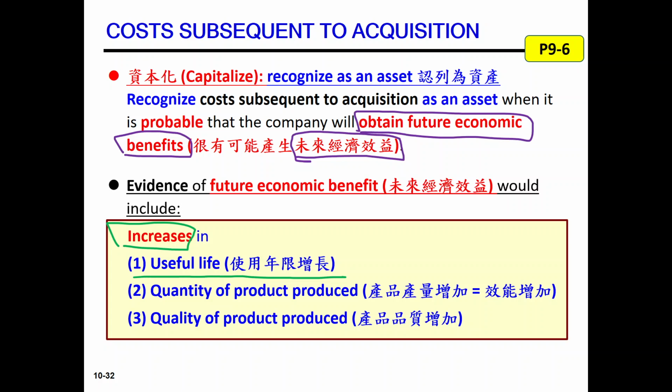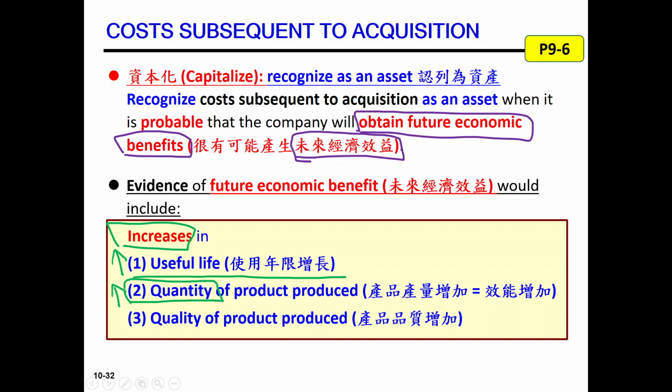What's the second example? That will increase the quantity of your products. Remember our PPE, what's our PPE's purpose? We use our machine maybe to help us produce the product, right? So when I improve my machine, it will make us produce more products, okay? Produce more products means what? I could sell the product to customers, earn more money back, right? So the second example is what? Make your product's quantity increase.